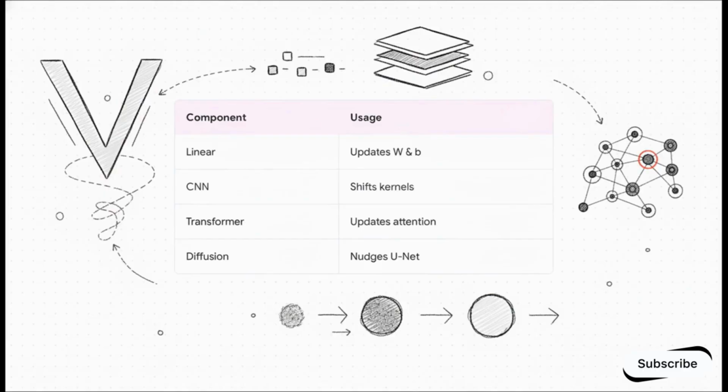The crucial takeaway here is that gradient descent maps perfectly onto every piece of modern architecture. In a CNN, it's shifting 4D kernel tensors to find edges. In a transformer, it's updating the attention matrices to figure out what words matter. In diffusion models, it's nudging UNet parameters to strip away noise. It is the universal language of model improvement.